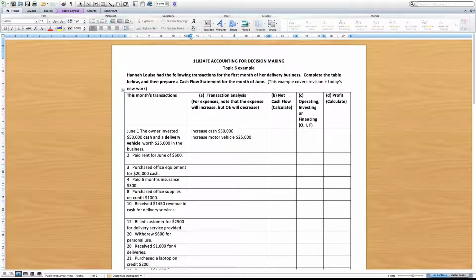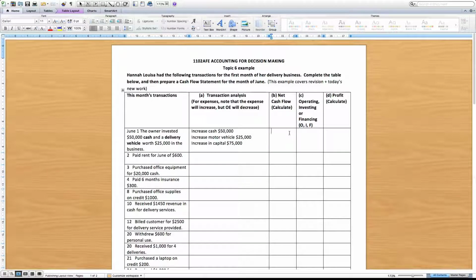So let's go increase in capital of $75,000. So if you also think back to your accounting equation, you've got your assets on the left, 50,000 plus 25,000, plus liabilities and owner's equity on the right. So capital of 75,000, which would be on the right-hand side. So our accounting equation is balancing out here as well.